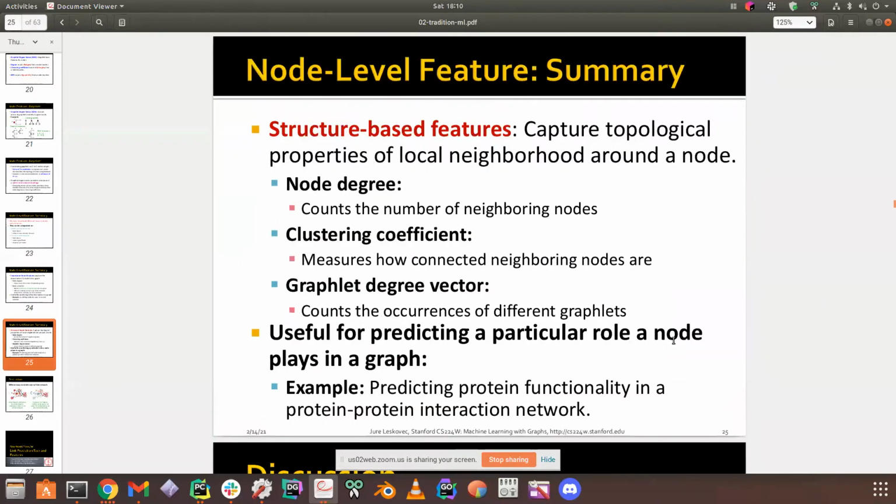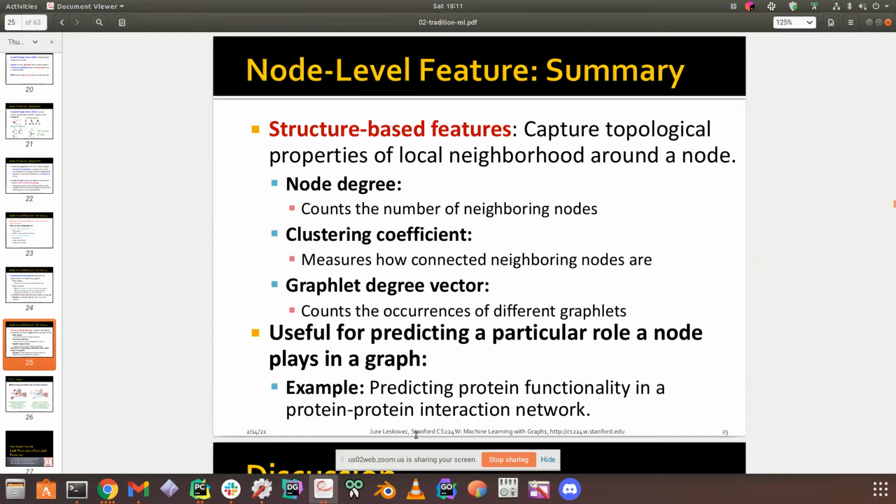And then the structure-based features are basically more about the properties of a graph around a node, for example, how connected your neighbors are. And they also introduced the concept of graphlets, which are different patterns that occur in a graph and around a node. You can think of the graphlet degree vector as a bag of words for graphs.